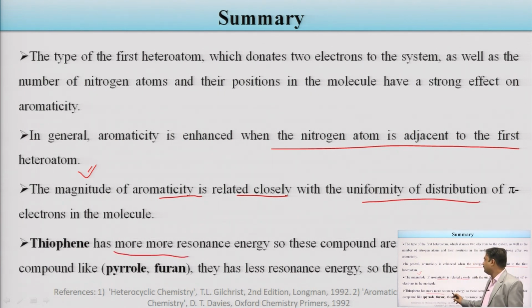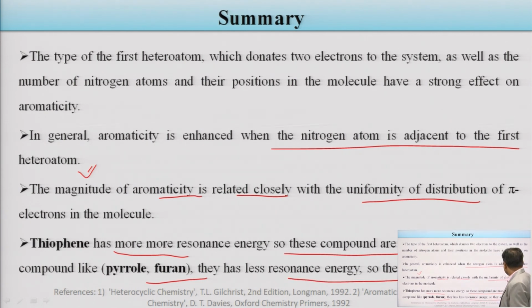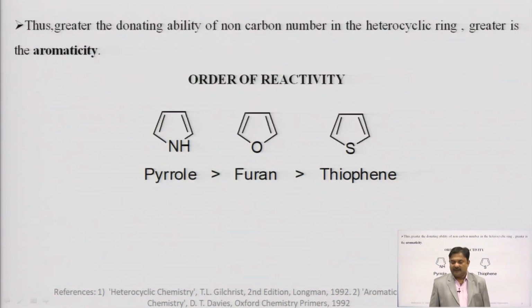Thiophene is having more resonance energy. So, these compounds are more aromatic. Other compounds like pyrrole and furans, they have less resonance energy. So, they are less aromatic. As I told you, resonance energy is a clear indicator of the stability, okay, and aromatic character. The greater the donating ability of the non-carbon member of the heterocyclic ring, greater is the aromaticity.